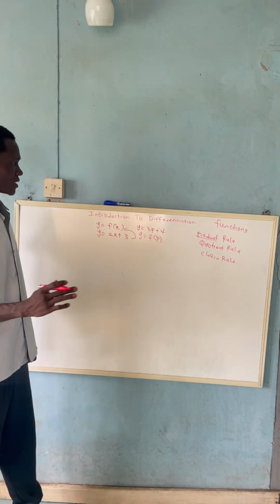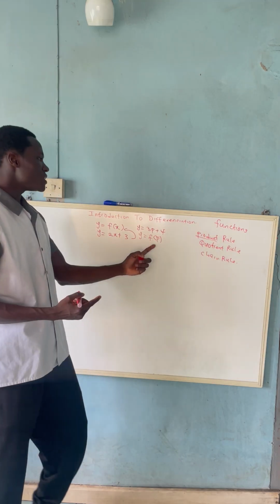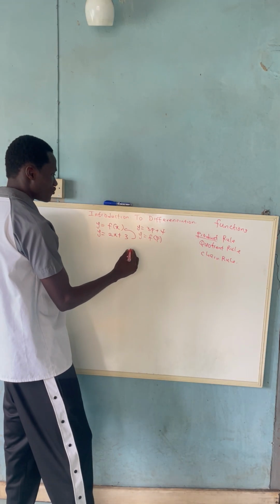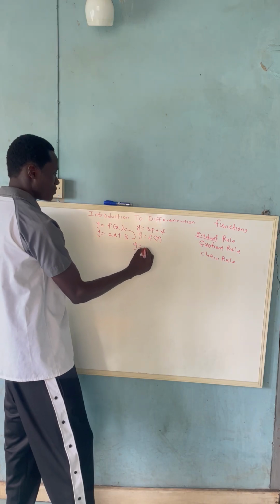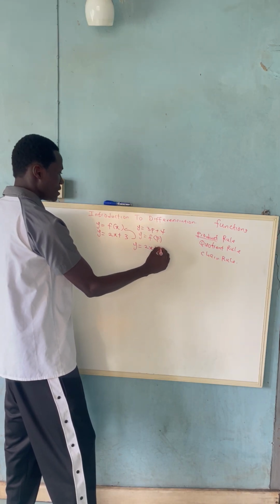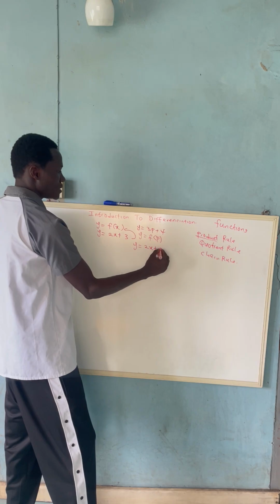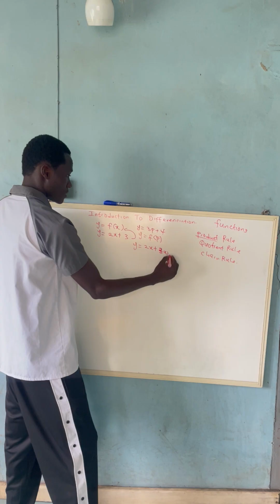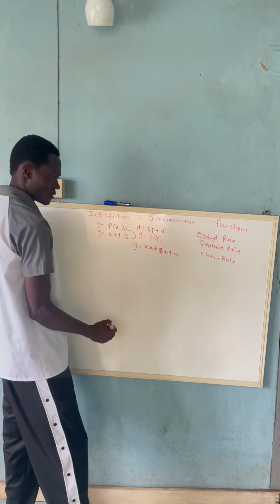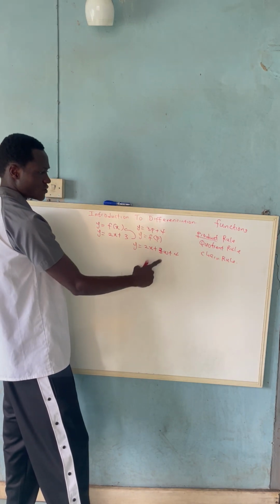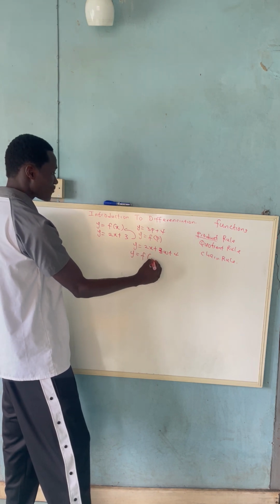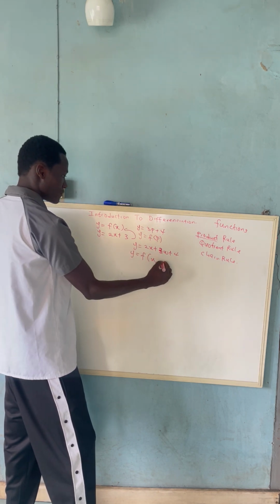Are you getting it? That does not mean that it must only be of one variable. Let me assume I have something of this nature. y is equal to 2x plus 3w plus 4. You notice on this side we have x, we have w. I can say y is a function of x and a function of w.